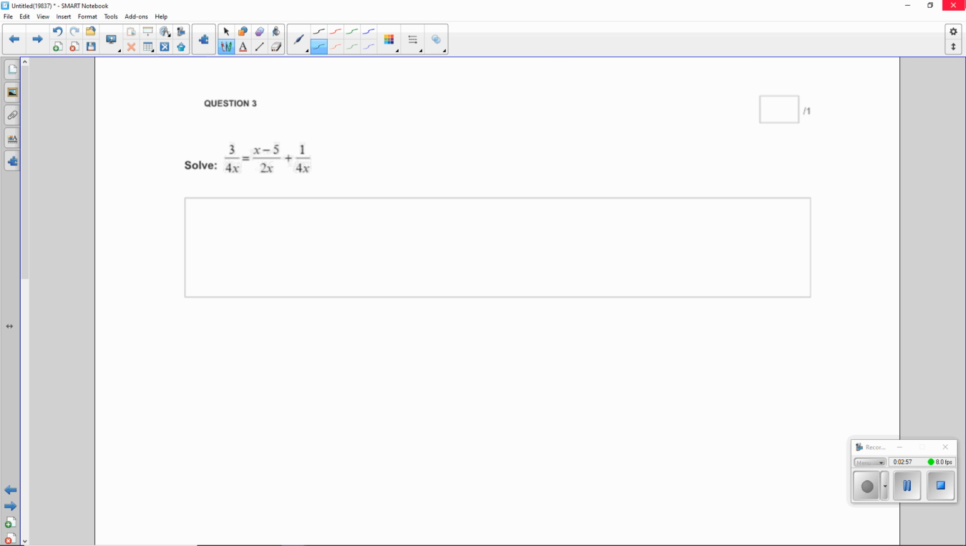All right, moving on to question 3. Same deal. Get a common denominator. Our CD in this problem, you could say is 8x. Some people do the 4 times the 2 and get 8x, but I'm just going to say 4x. I can use 4x because 2 goes into 4. 8x would work as well, but it would just require a whole lot more work. So I'm going to multiply bottom and top by 2x.